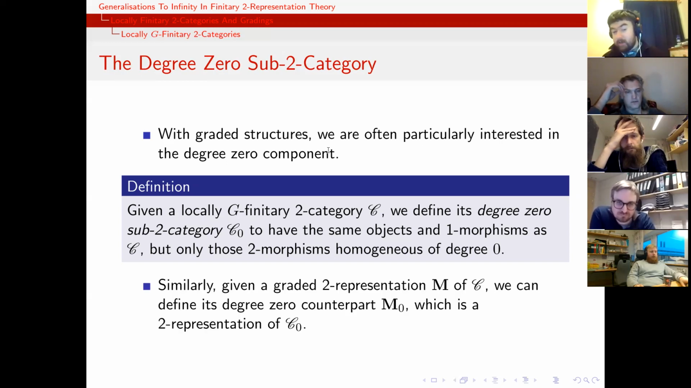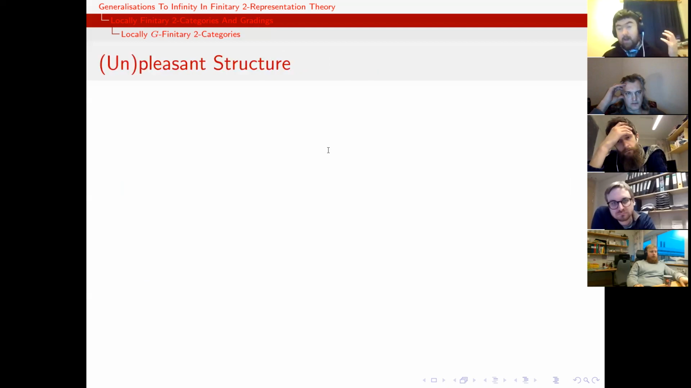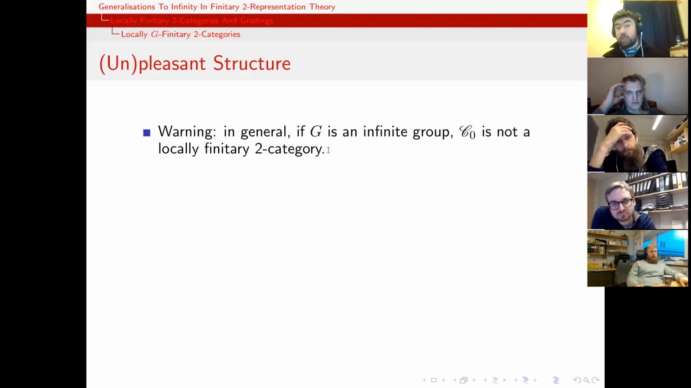And we can do a similar thing for a graded two representation. It has a degree zero counterpart, M0, and this is a two representation of C0. I'm being slightly sneaky in not saying what type of two representation. And the reason for this is that C0 is, in some sense, not quite as pleasant a structure as you might expect. Because in general, if G is an infinite group, C0 is not a locally finitary two category.